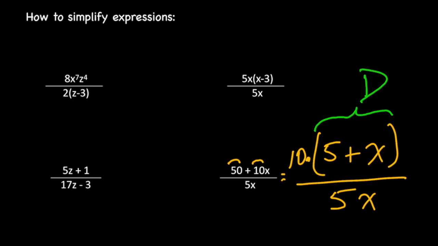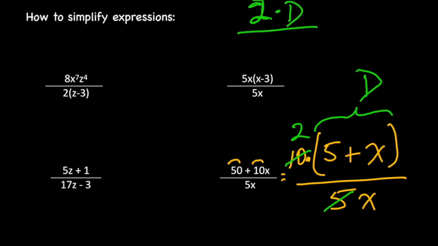We are only allowed to cancel outside the parentheses. We are not allowed to cancel this 5. We are not allowed to cancel this x. Both of those are illegal maneuvers. What we are allowed to do, however, is cancel this 10 and this 5 and make this a 2. So our final answer, I'll write it up here, would be 2 times d over x. And if we replace d with 5 plus x, we could change that to 2 times 5 plus x over x.